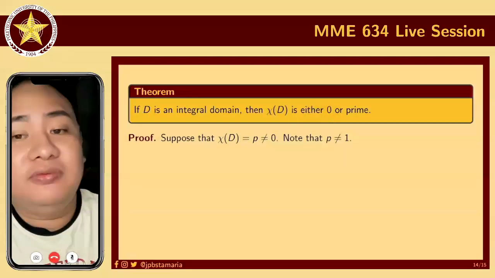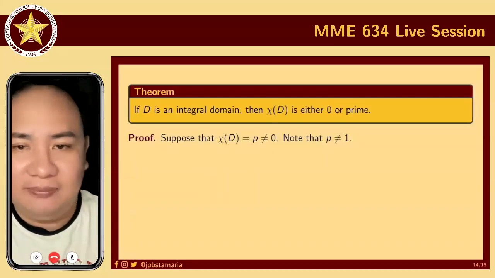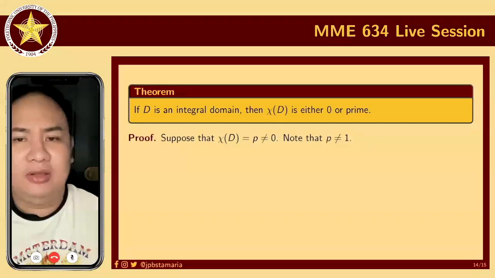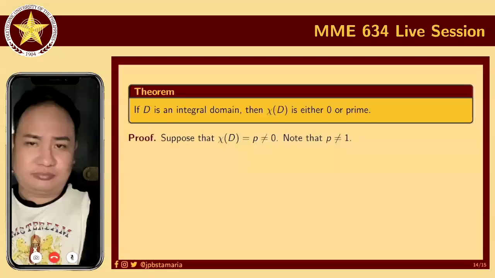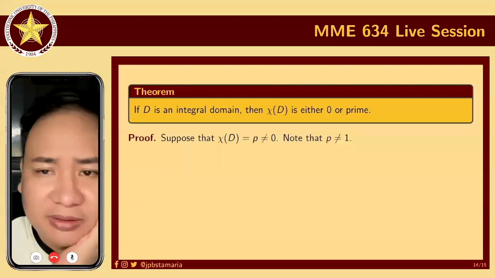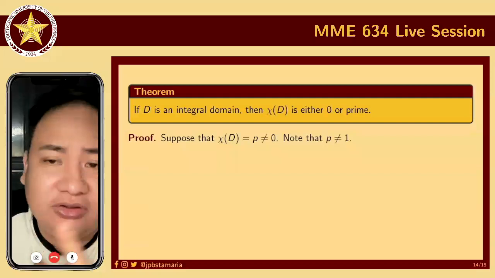Kailangan nating i-prove na si P ay prime. Okay? May tanong ako. First of all, why can't P be 1? Bakit hindi pa pwedeng 1 yung characteristic? Ano bang mangyayari kapag P is not a prime? Hindi, yun yung gusto nating marating. I mean, yun yung dapat na conclusion.